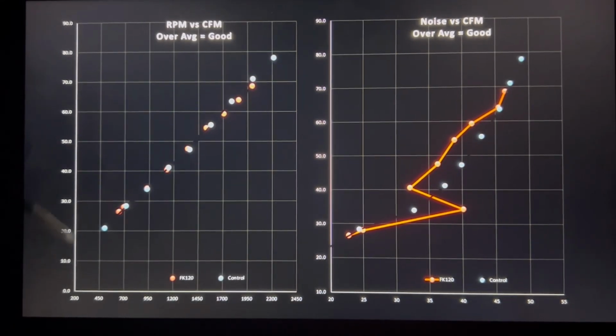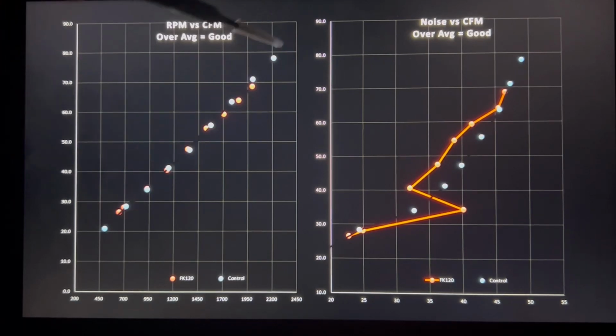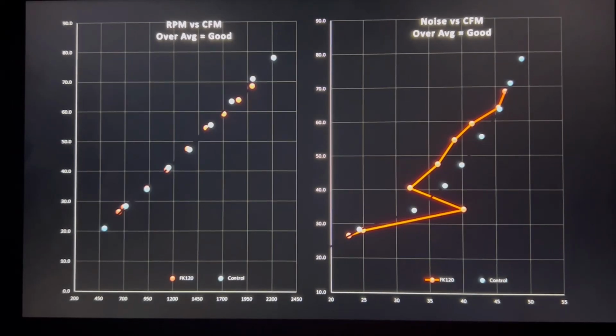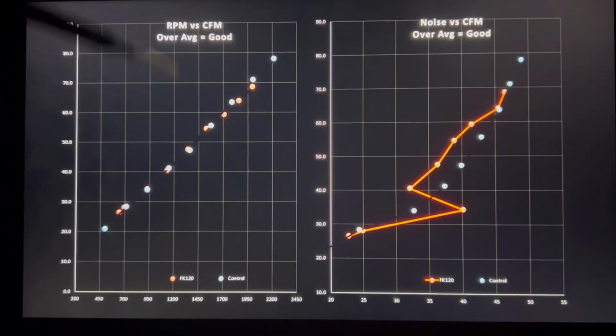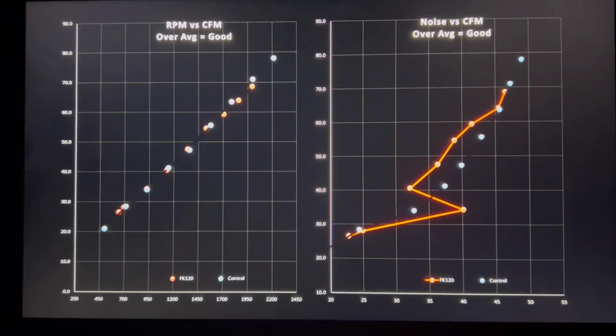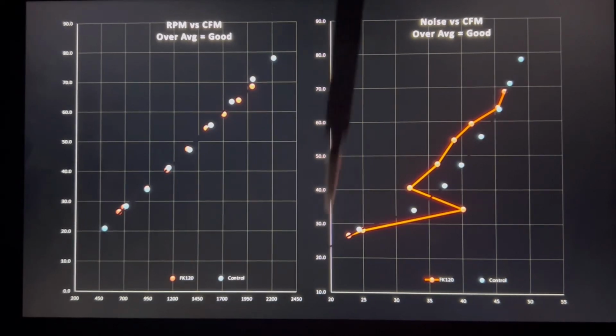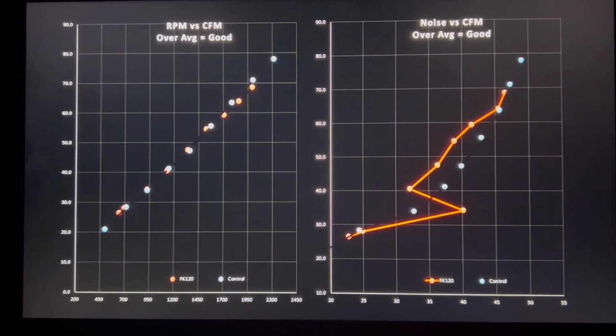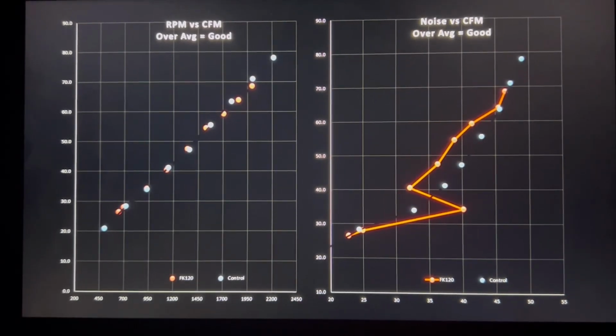So right here in the RPM versus CFM, you can see that they are perfectly aligned. This is very different than what we saw before, where they weren't quite as well aligned. Again, better is over here, worse is over there, so they're perfectly aligned. And when we take a look at the noise data, you can see that they have a tendency to be more closely aligned than they were in the earlier graphs. Again, this is indicative of what I've just referred to as it being more of a scientific test.